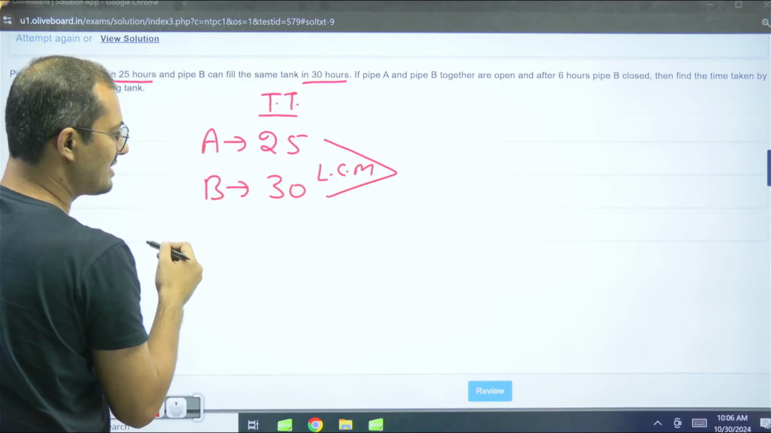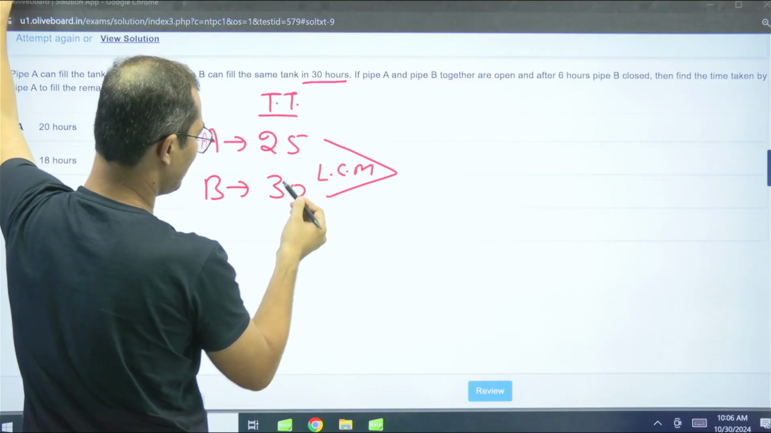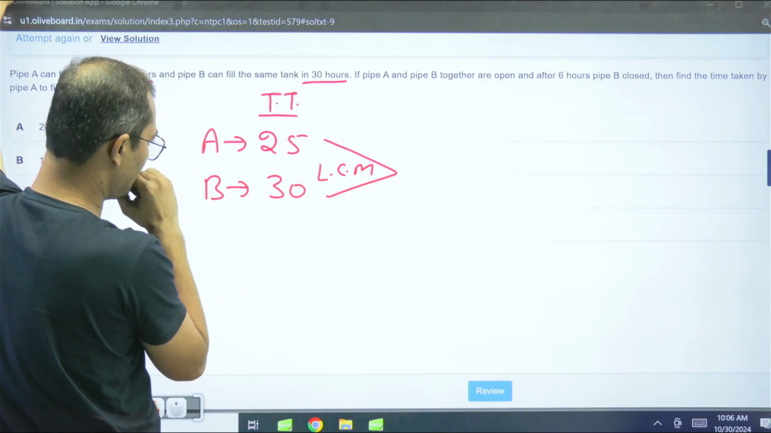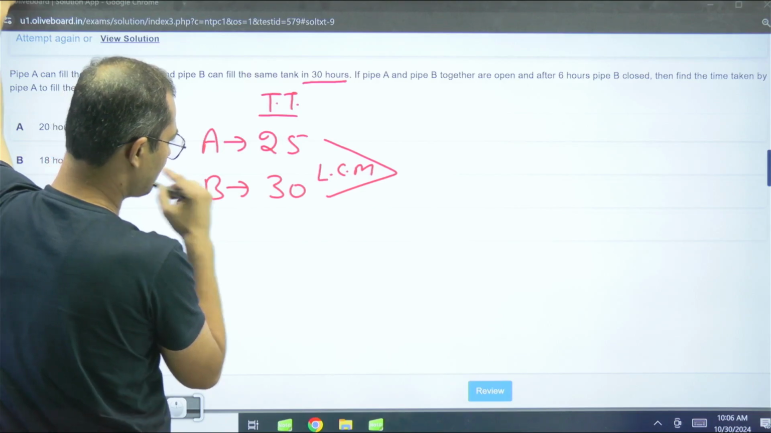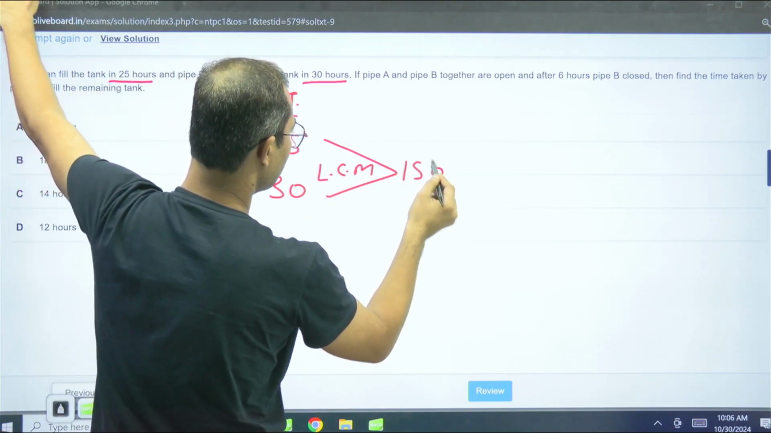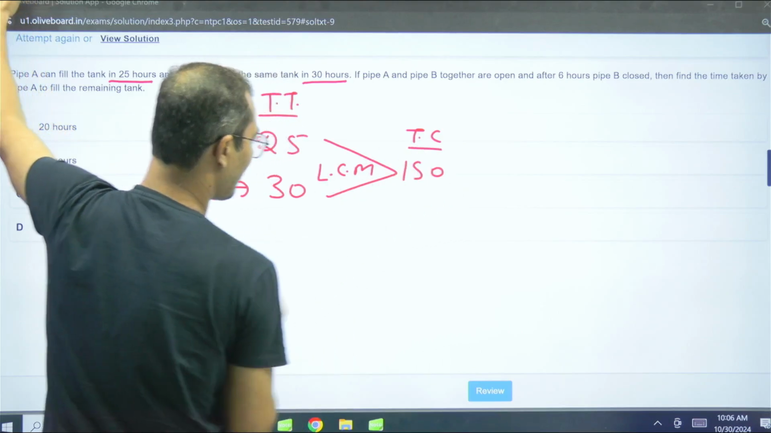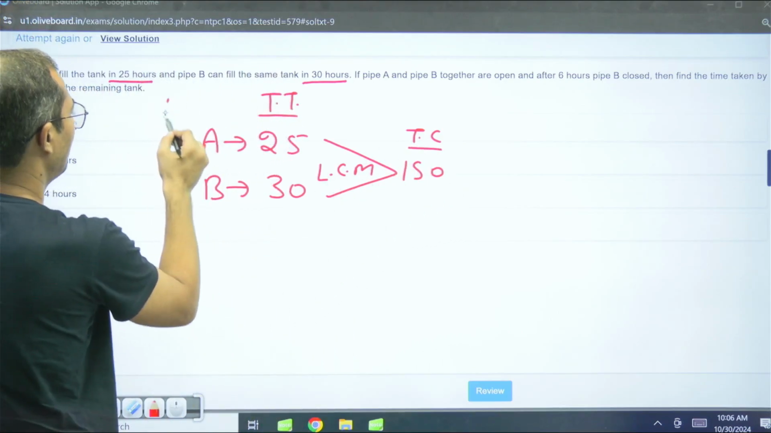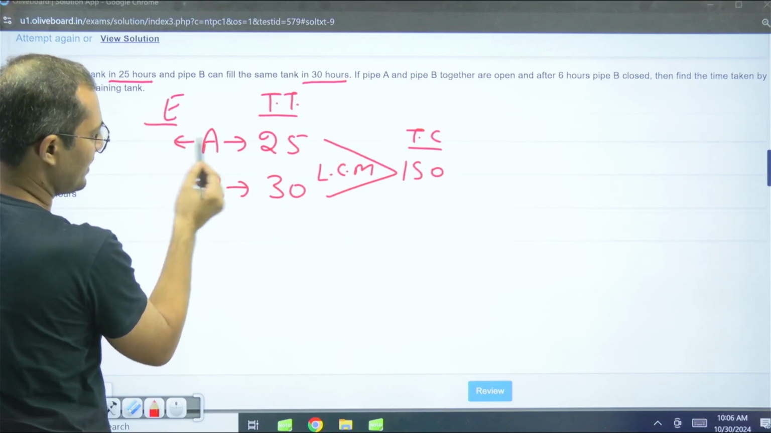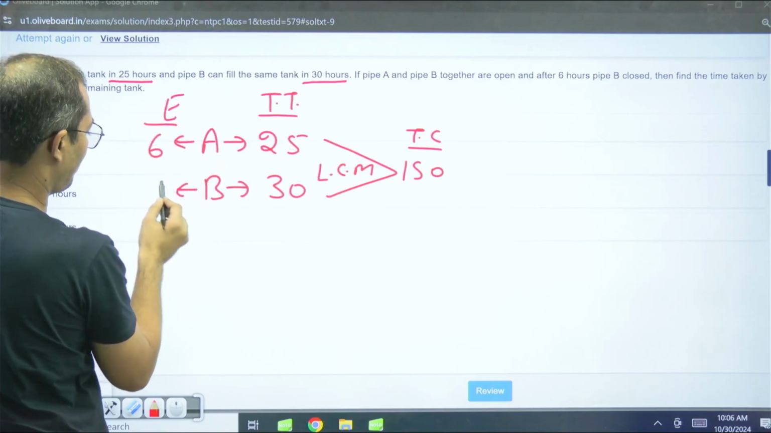So what is the LCM of the total time? We can say that the LCM is 150. So the capacity of the tank is 150. What is the efficiency? The efficiency is 6 and 5, right?